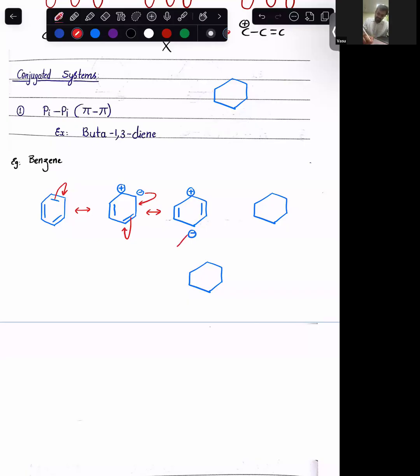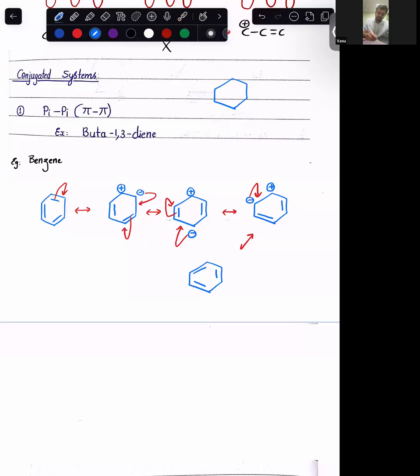In the next structure, this negative charge will form a bond. This will go on to here, which will result in a negative here, a pi bond here, a pi bond, and a positive charge. And in the final structure, you form a pi bond. You have pi here, pi here, pi here. If you observe, whatever pi bonds you have, they got flipped. This pi bond has now come here, this came here, this came here, right?